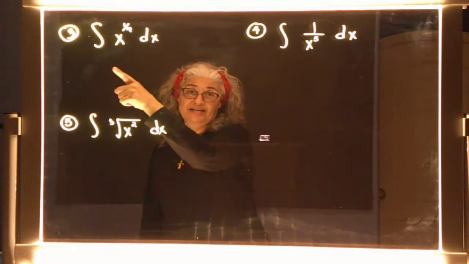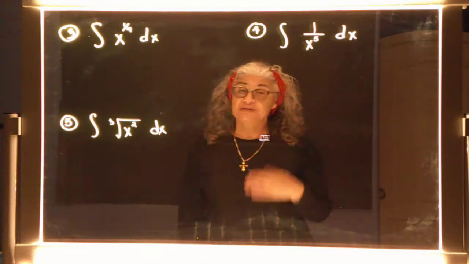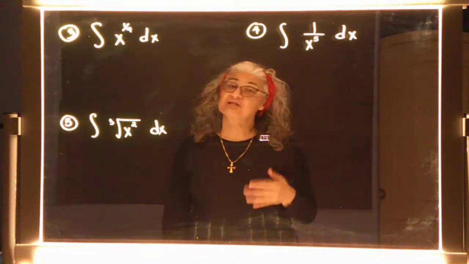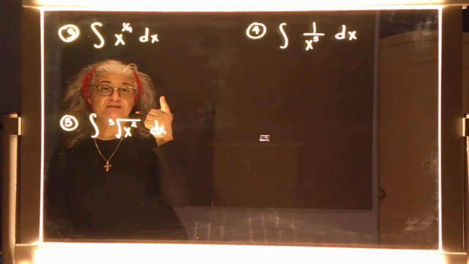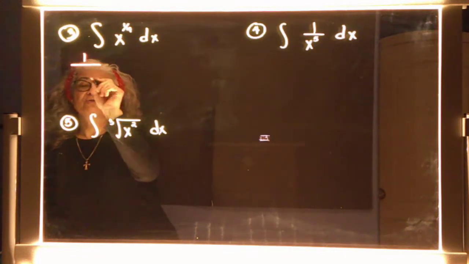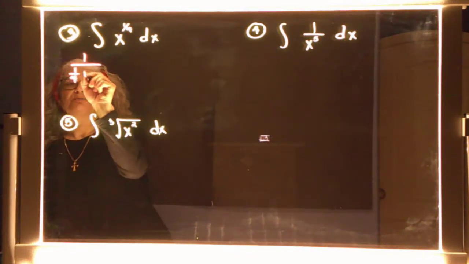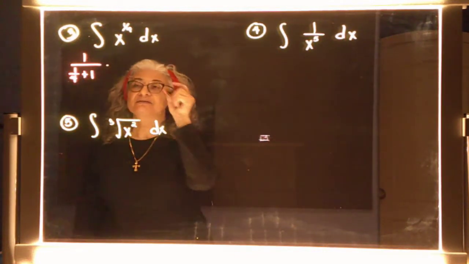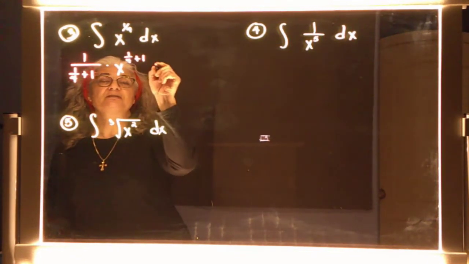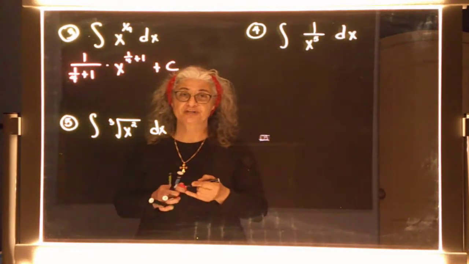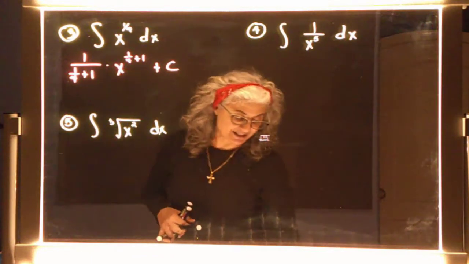So let's look at example 3. Antiderivative, right? They gave me the integral. So they're asking me to take the antiderivative of x to the power of 1/4. So it is a power rule. Even though the power is a fraction, it's still a power, isn't it? Okay, so that means, what are we going to write? 1 over n, which is 1/4, plus 1 times x to the 1/4 plus 1 plus c.